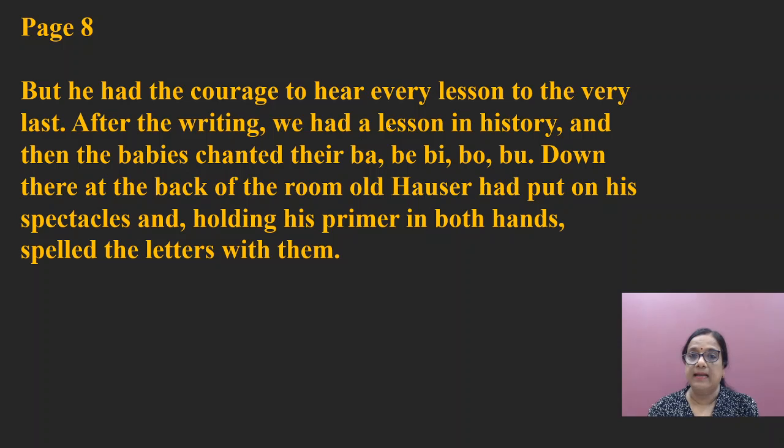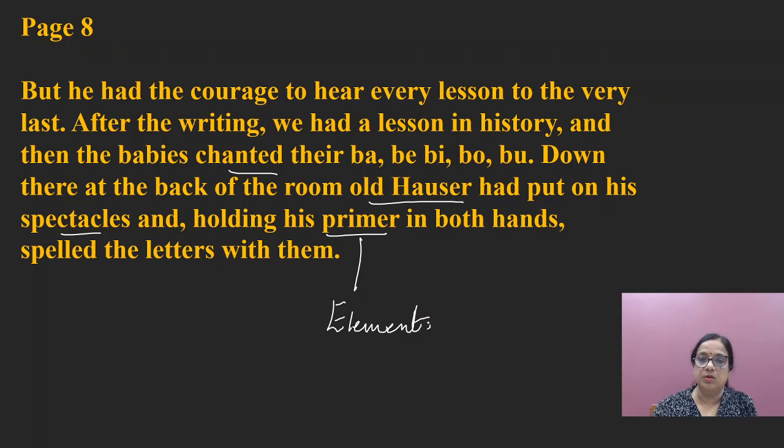After the writing, we had a lesson in history, and then the babies chanted their ba, be, bi, bo, boo. That is the phonetics, the sound ba, be, bi, bo, bu. After the history lesson, the babies chanted, means together they read out, or they recited ba, be, bi, bo, boo. That is A, E, I, O, U. Down there at the back of the room, old Hauser had put on his spectacles and was holding his primer. I had told you in part 1 also, a primer is an elementary book, the basic book.